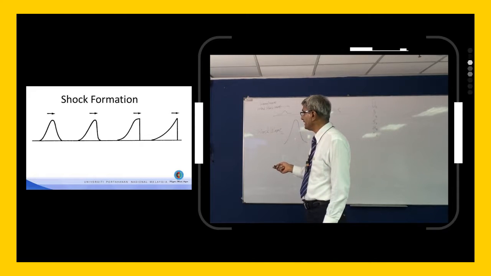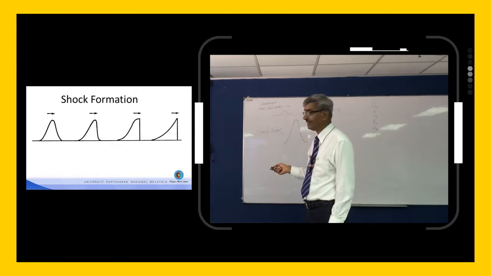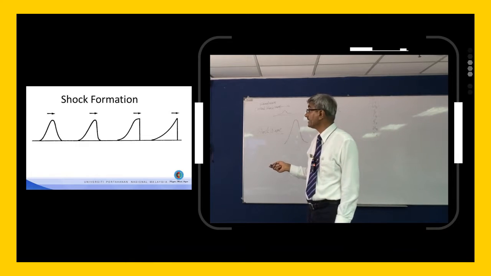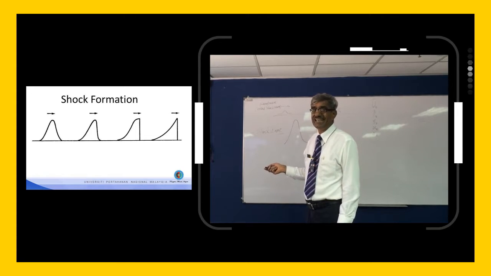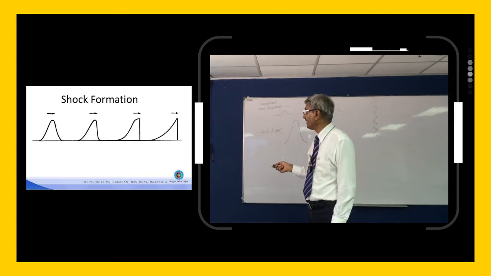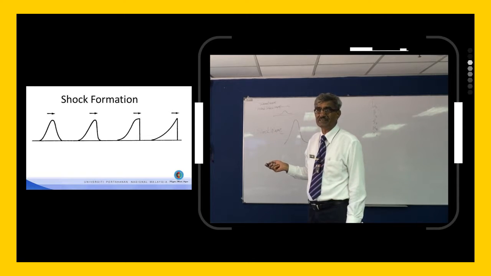What happens here? The density is normal. When this front passes that small zone, the density jumps and goes up. So this portion compresses the material on the right in the direction in which it is moving. But what happens behind? Behind it is relaxing, going down. So after some time you will see a profile like this one.